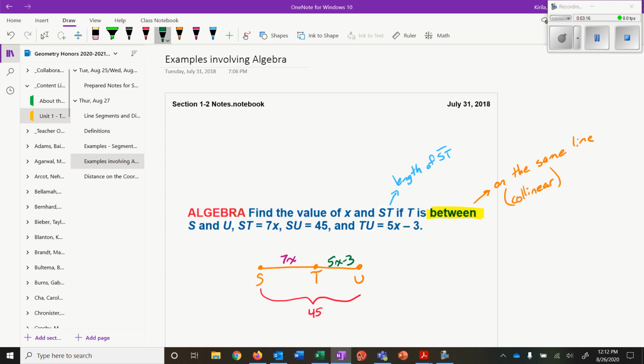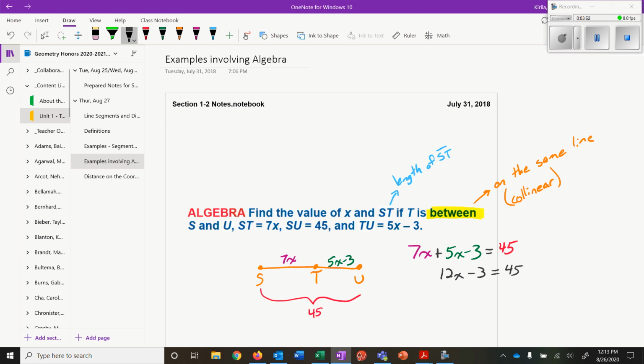This way, by having the picture, it is much easier for me to see, okay, if I do 7x plus the 5x minus 3, that should equal the 45. It was worth the extra time to draw the picture to make it easier to write my equation. So now solving my equation, on the left-hand side, I'm going to combine like terms. 7x and 5x is 12x. I haven't done anything with the minus 3 or the 45.